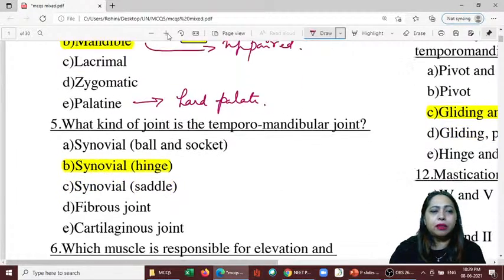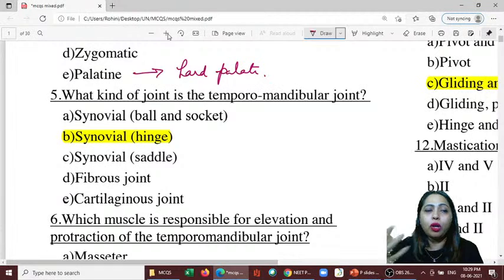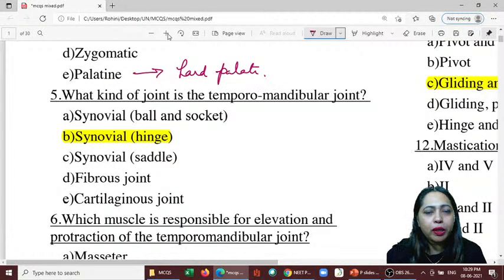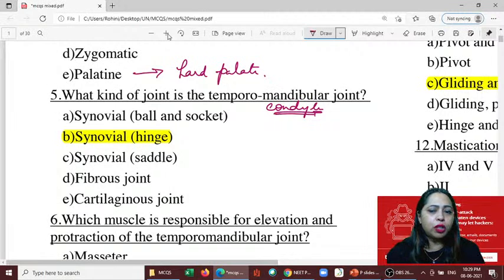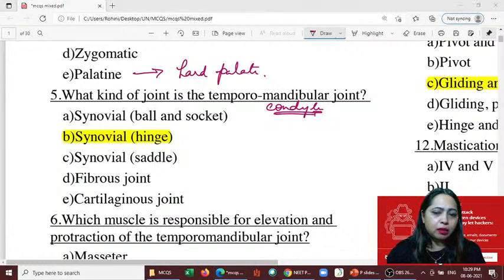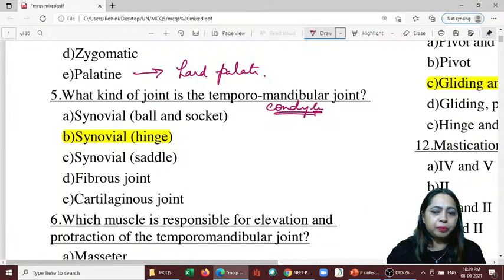Next, let's see the question. What kind of joint is the TM joint? Now, TM joint, you know that there are condyles, right? The condyle is present. So what kind of joint do you think it is? Is it a synovial joint? Yes. It is not a fibrous joint for sure. It is not a cartilaginous joint for sure.